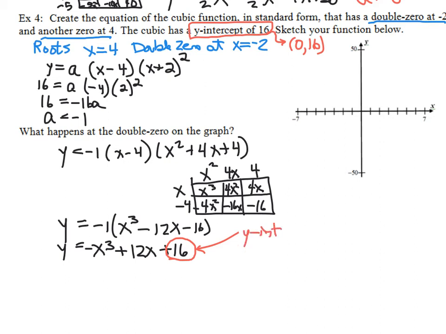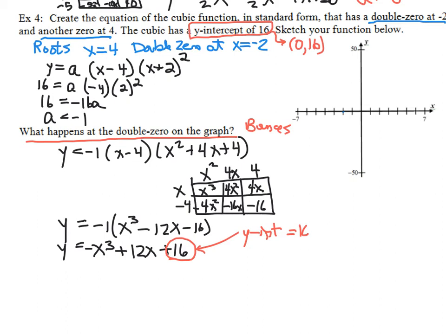When x is 0, it's a y-intercept equal to 16. Going back to answer our question, what happens at the double zero on the graph? Remember from our last lesson, when we have a double zero, the graph doesn't cross the x-axis at that point. It basically bounces off of the x-axis. So let's plot these points and see what our graph looks like.